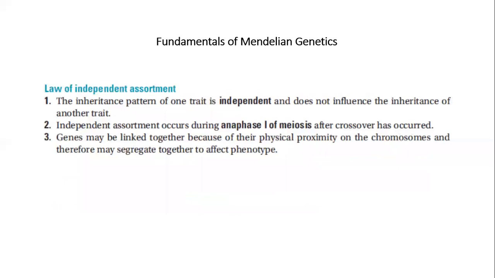The law of independent assortment is another law of Mendelian genetics, so what is important in it? The inheritance pattern of one trait is independent and does not influence the inheritance of another trait. Independent assortment occurs during anaphase 1 of meiosis after crossover has occurred, and genes may be linked together because of their physical proximity on the chromosomes and therefore may segregate together to affect phenotype. So what does this mean? For example, when genes are located close to each other, they are very likely to be inherited together.